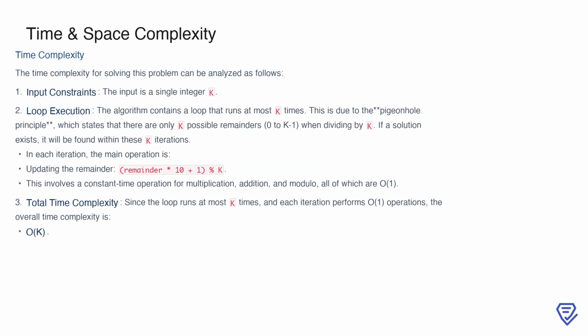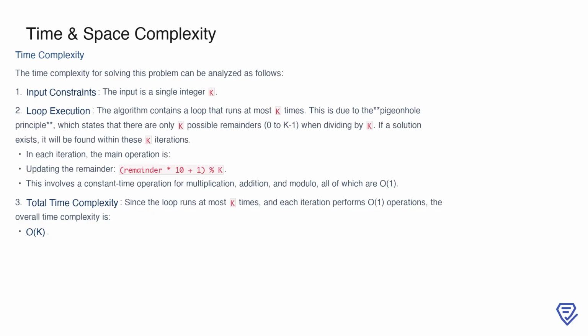To analyze the time complexity of this problem, we start by understanding the constraints of the input, which is a single integer, k. The algorithm's main component is a loop that runs a maximum of k times. This upper limit is established by the pigeonhole principle, which guarantees that there are only k possible remainders when dividing by k, ranging from 0 to k-1. If a solution exists, it must be discovered within these k iterations.